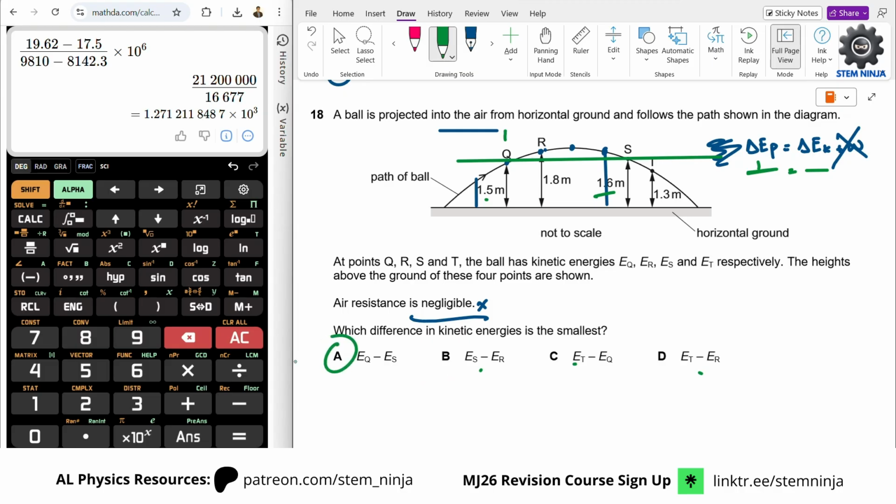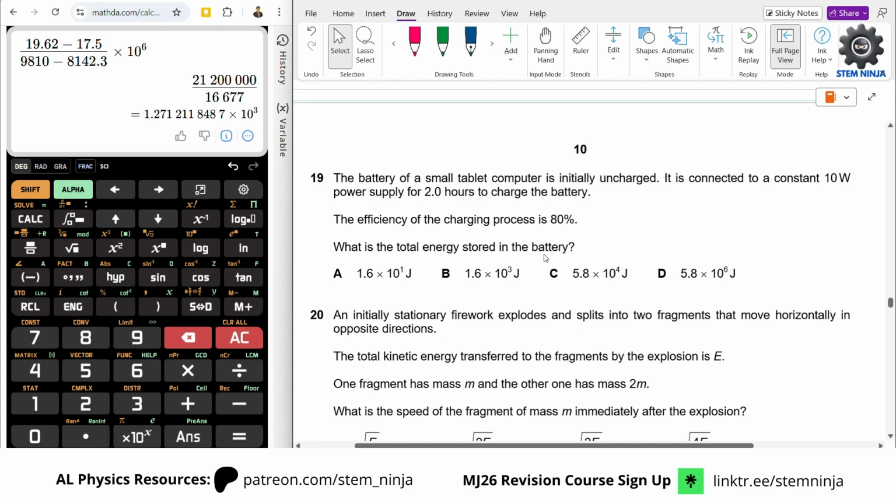The battery of a small tablet computer is initially uncharged. It is connected to a constant 10-watt power supply for 2 hours to charge the battery. The efficiency of the charging process is 80%. What is the total energy stored in the battery?